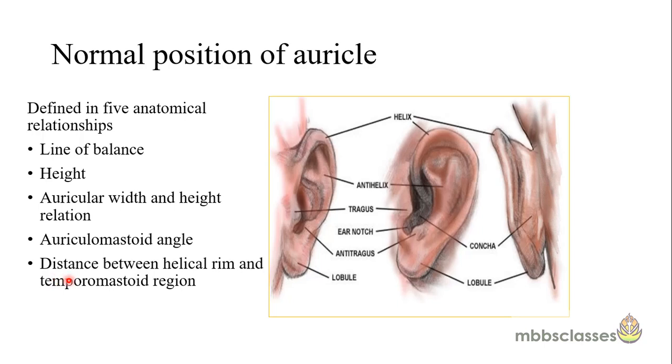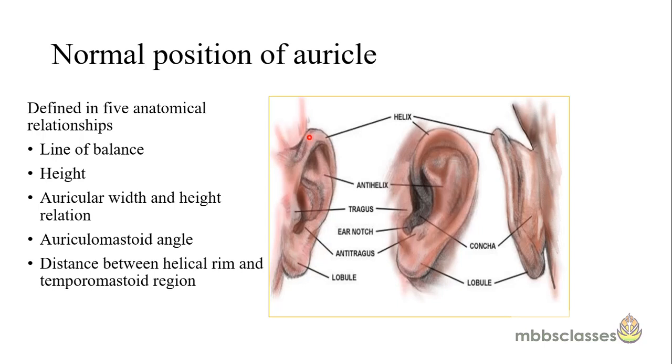Next thing, the last thing which is taken into account is the distance between this helical rim and the temporal region. Approximately, the distance between this helical rim and the temporal region should be around 15 to 20 mm. That is nearly about 2 centimeter.